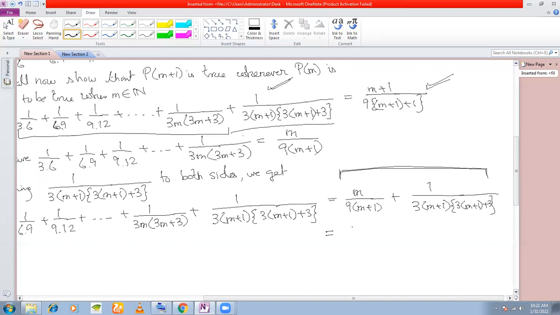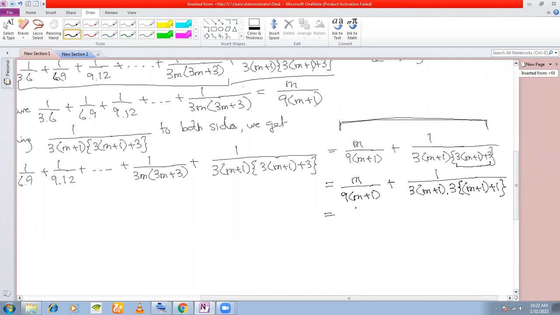So if you now see, you have m by 9 times m plus 1. You write this as it is, plus 1 by, now from here if you see, this is a 3, this is a 3, you can take this out, right? So I get thrice m plus 1, and if you take this out, you get thrice m plus 1 plus 1, right?